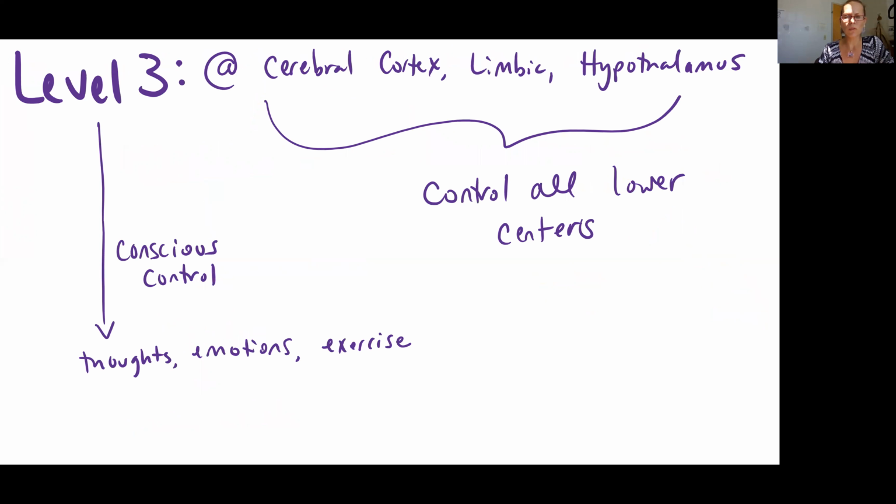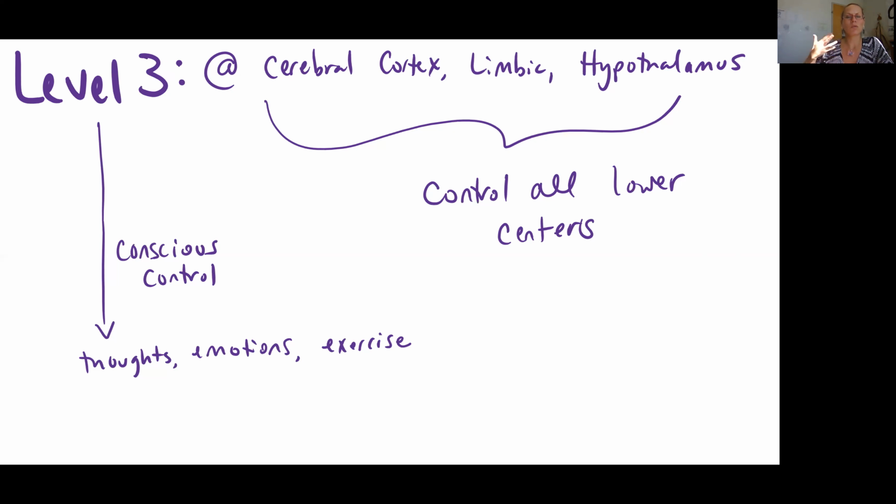You have your level 3. This is your higher order centers. This is your conscious level processing. This is located in the cerebral cortex, the limbic system, which is our motivation and emotional center, and our hypothalamus, which has a strong link with our endocrine system. Level 3 is conscious control. So we know that our thoughts and our emotions can either increase our respirations or decrease our respirations.